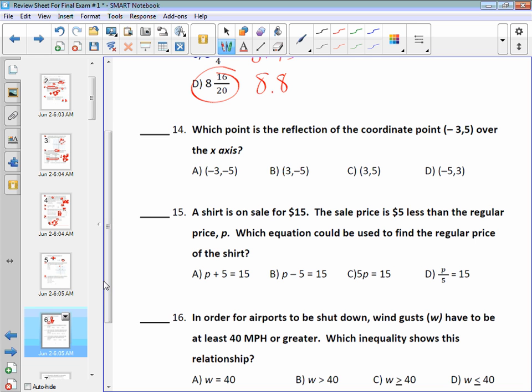With number 14, you can make a little mini coordinate plane to get an idea of where the point lies. -3, 5 would be here. And then you're reflecting over the x. And you wind up with -3, -5, A. Hands up if you got it right. Okay, great.